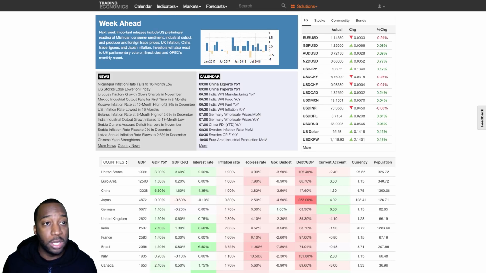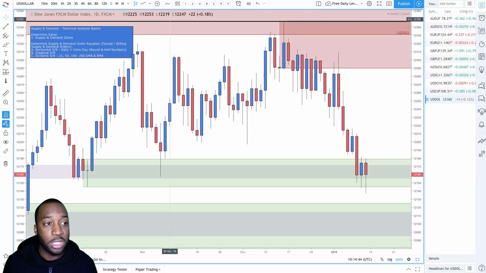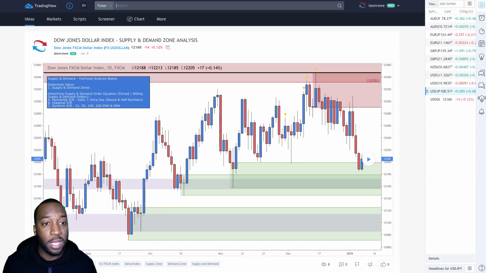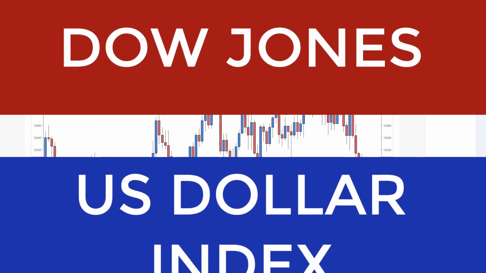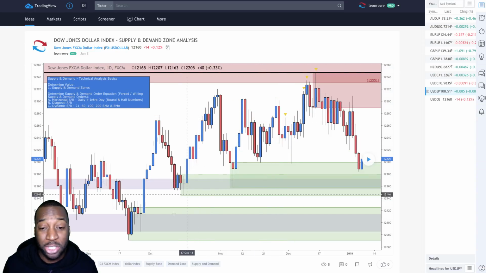Getting back to the charts, we're going to start off, as we always do, on the US dollar index, the Dow Jones dollar index, which is a basic measure of dollar strength against the major currencies like the yen, the euro, and the pound.